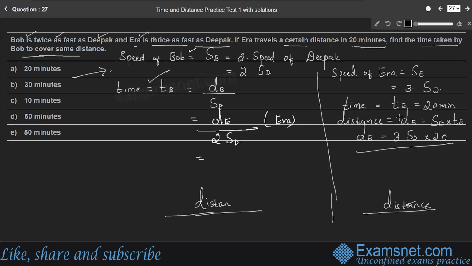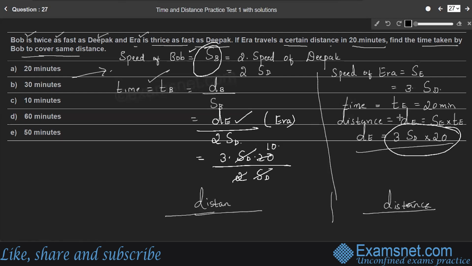SB means speed of Bob, which is 2 times speed of Deepak. Why are we writing 2 times speed of Deepak in place of SB? Because distance covered by Era is in terms of SD. So distance covered by Era is 3 times speed of Deepak into 20 divided by 2 times speed of Deepak. So you can cancel speed of Deepak, SD and SD. 2 into 10 is 20. So 10 into 3 is 30 minutes is time taken by Bob to cover the same distance. Option B is the right answer.